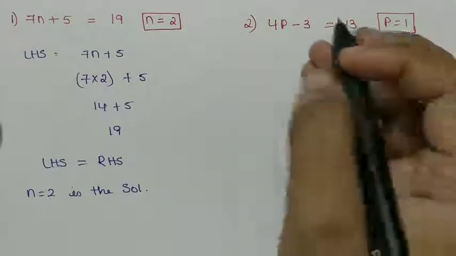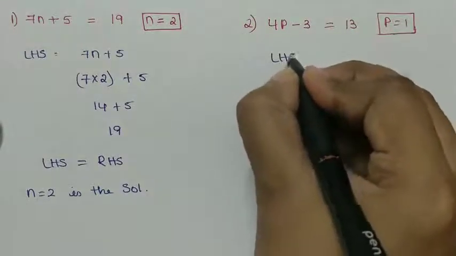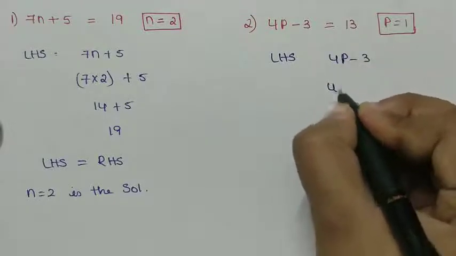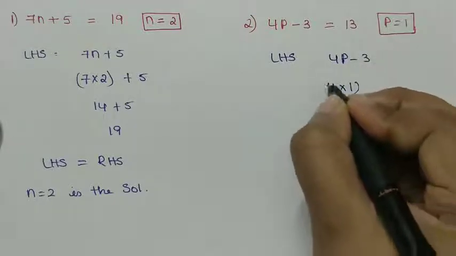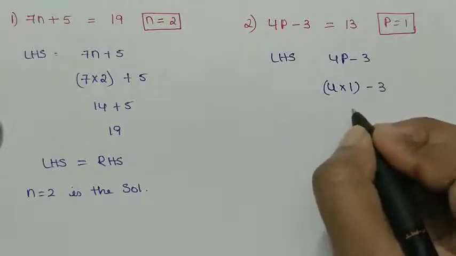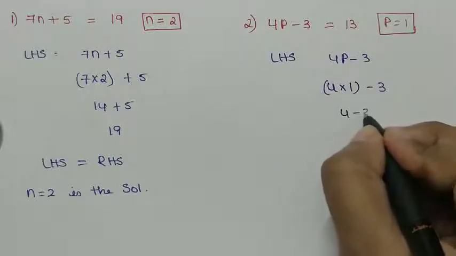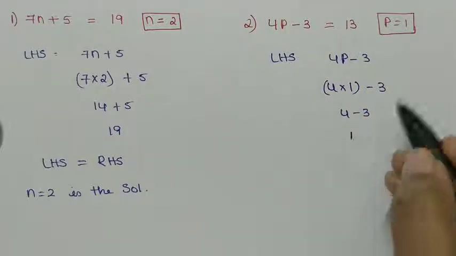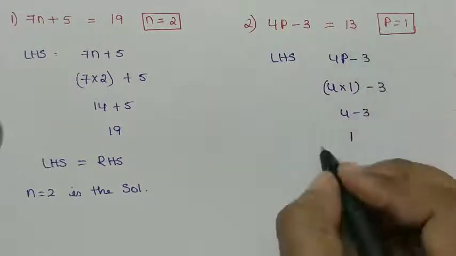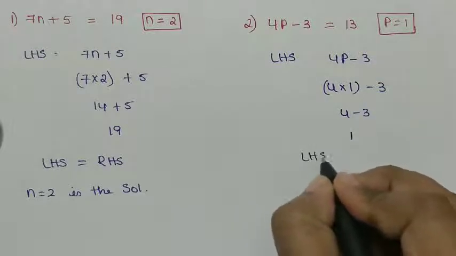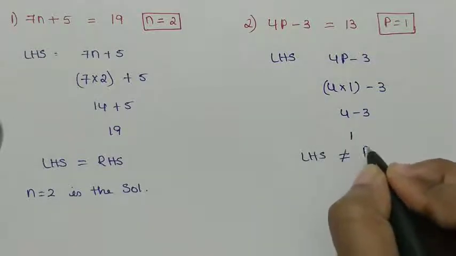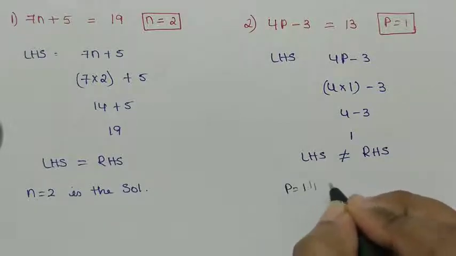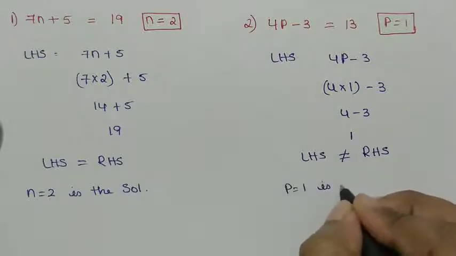Second one, take LHS. 4p minus 3. 4 into p equal to 1, minus 3. 4 minus 3 is equal to 1. LHS is equal to 1 and RHS is equal to 13. LHS is not equal to RHS. Therefore, p equal to 1 is not the solution for the given equation.